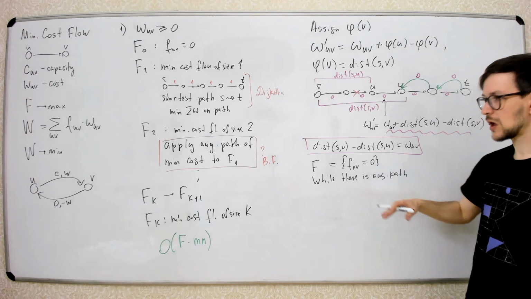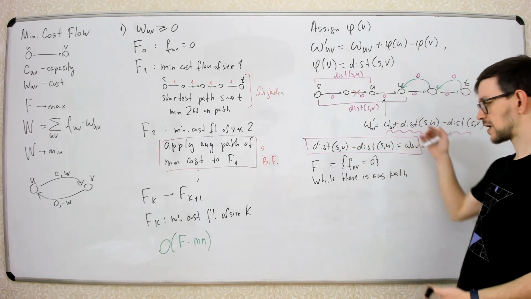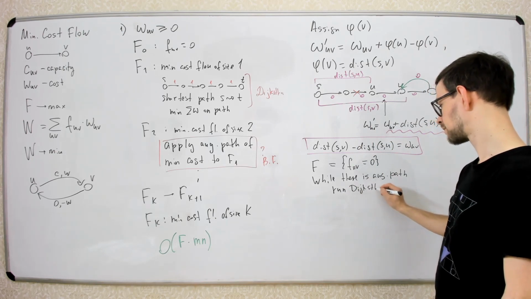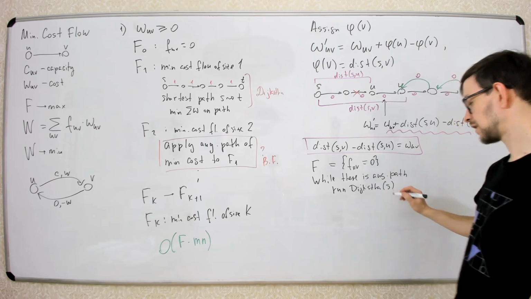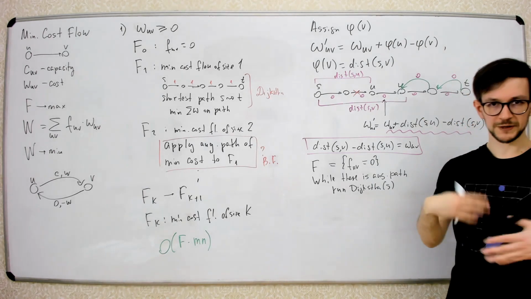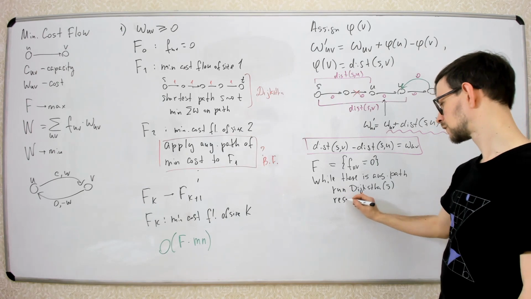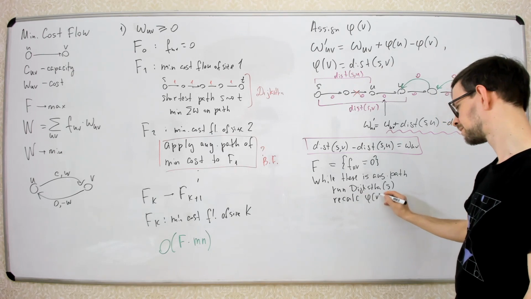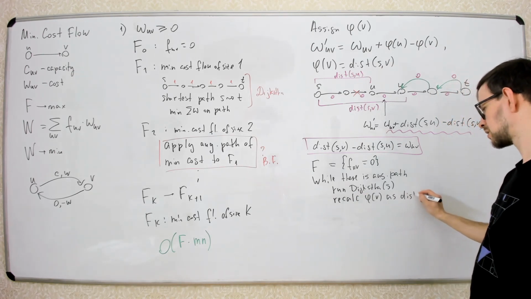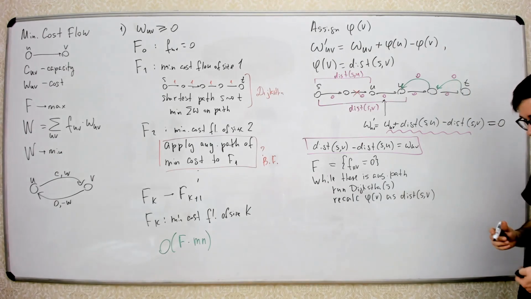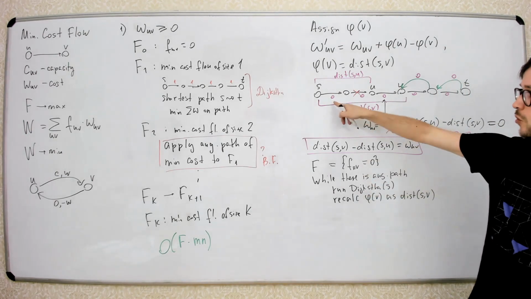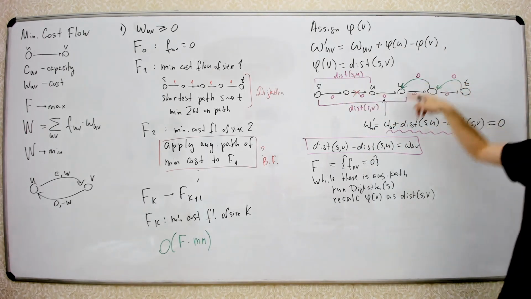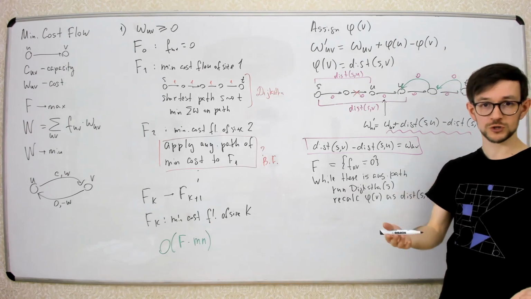While there is an augmenting path, we run Dijkstra's algorithm to find the shortest path from S. Then we recalculate potentials as the distance from S to V. Now in this modified graph, all these costs are non-negative, so we just push one unit of liquid here. All new edges will be zeros, so we still have all costs non-negative.